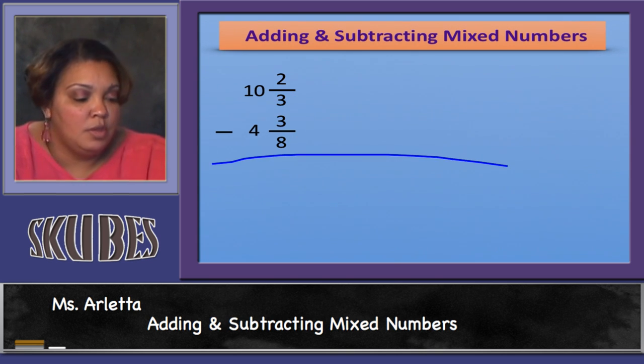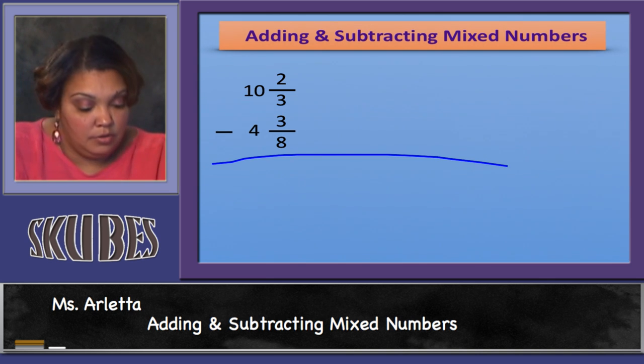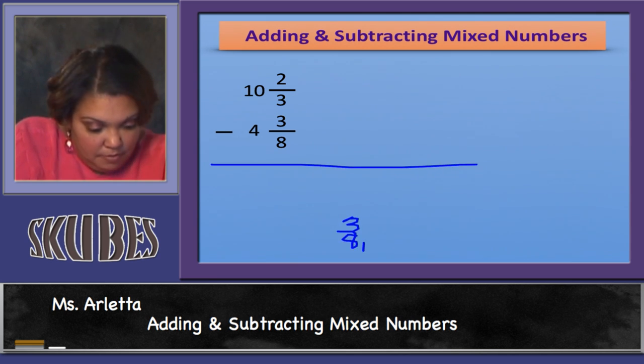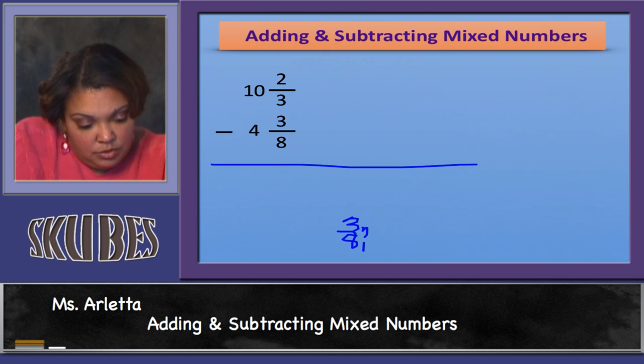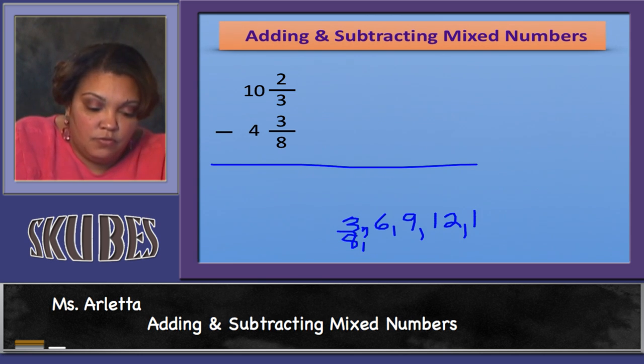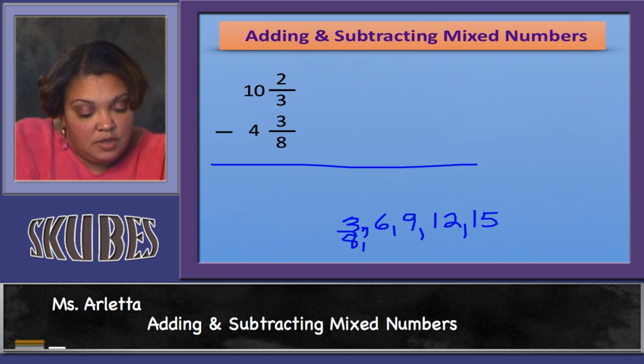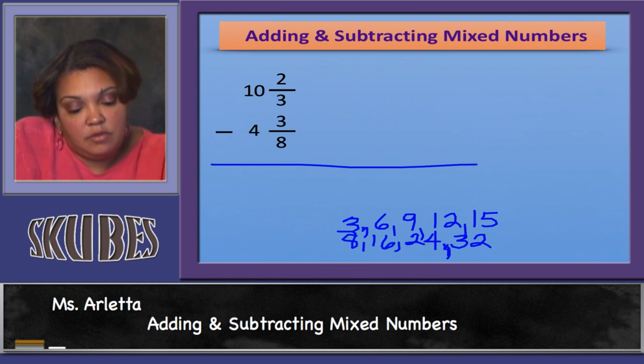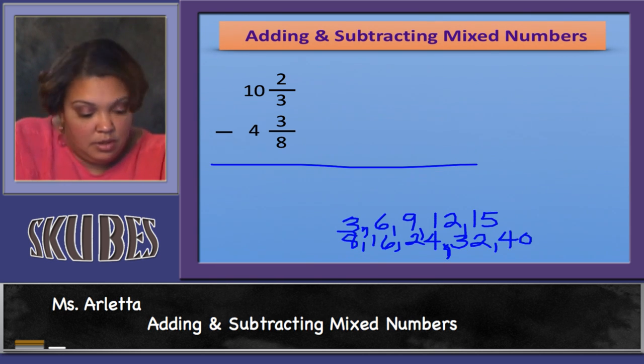We have another problem so that we can practice and just get used to it. This time we have a 3 and an 8 as our denominators. 3 times 1 is 3. 3 times 2 is 6. 3 times 3 is 9. 3 times 4 is 12. And 3 times 5 is 15. 8 times 1 is 8. 8 times 2 is 16. 8 times 3 is 24. 8 times 4 is 32. And 8 times 5 is 40.